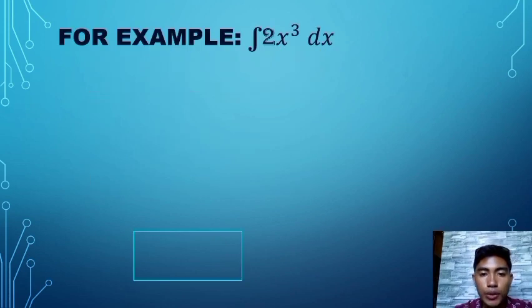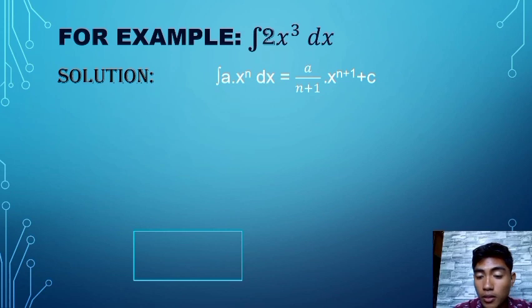For example, we have the integral of 2x cubed dx. To solve this given problem, we need to apply the power formula. But before that, we need to find the value of a and n. The value of a is equal to 2 in here, and the value of n is 3, which is the exponent.